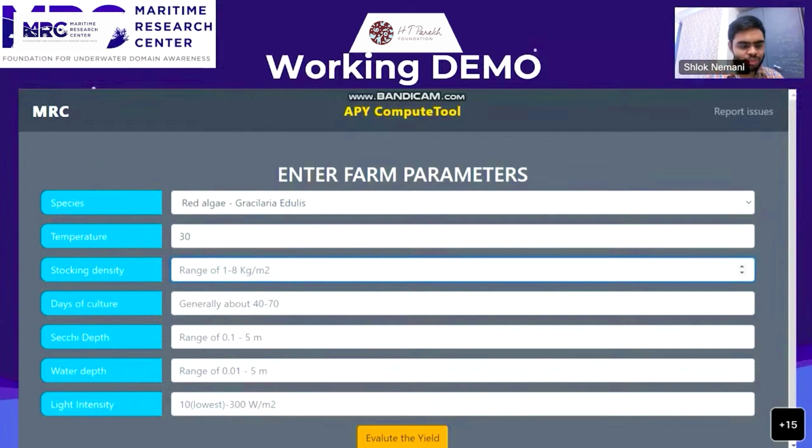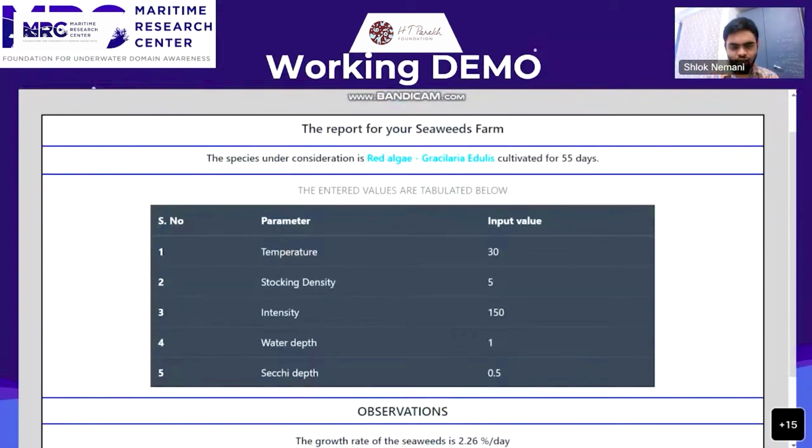If the Secchi depth is very high, that means the water is very clear. And the stocking density, if someone doesn't know, is the amount of biomass of seaweed being planted per meter square. The water depth means how far under the water surface the seaweeds are being planted. In various technologies, this water depth may vary, either close to the surface or very far in the ocean.